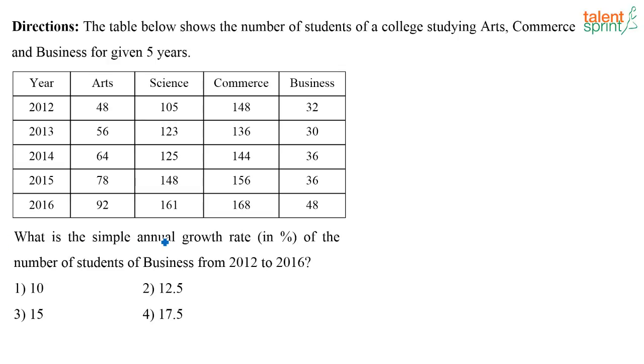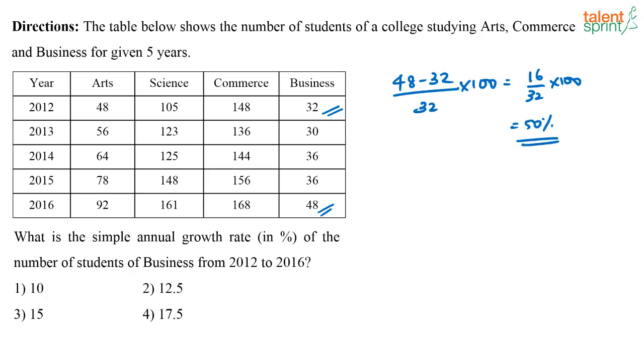Okay, so simple annual growth rate of the number of students in business from 2012 to 2016. So in 2012 the number of students in business is how much? 32. In 2016 the number of students in business is 48. So what is the growth rate from 2012 to 2016? It is nothing but 48 minus 32 divided by 32 into 100, that is equal to 16 by 32 into 100, that is equal to 50%.